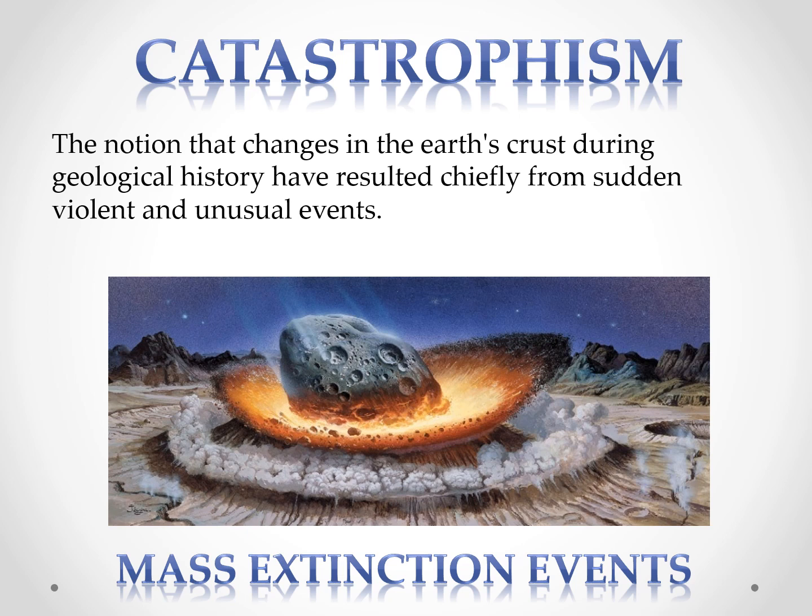So he proposed catastrophism, right? And to go over it briefly again, it's the notion that the changes in the Earth's crust during geologic history have resulted chiefly from sudden, violent, and unusual events, as well as causing these mass extinction events, right? So things like volcanic eruptions, earthquakes, meteor strikes, all of these things would be considered catastrophic events.